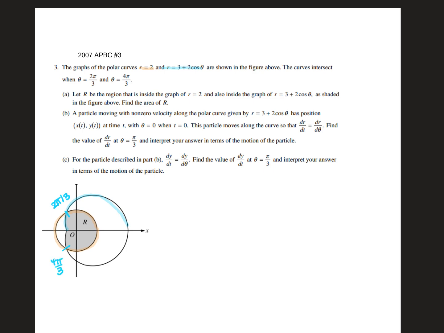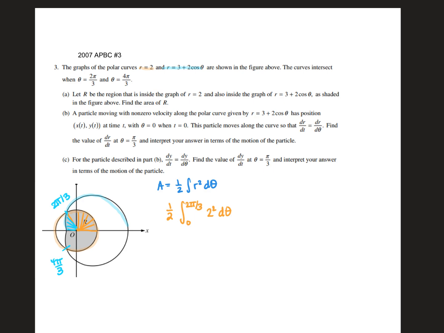And we need to find the common area. First, remember that the area for polar is 1/2 the integral of r squared d theta. So you imagine cutting your theta wedges. If I start at 0, I'm going to be going to the circle. I'm going to keep cutting the theta wedges to my circle until we get to 2 pi over 3. So 1/2 the integral from 0 to 2 pi over 3 of the circle squared d theta. And at that point, we're going to switch to the cardioid.